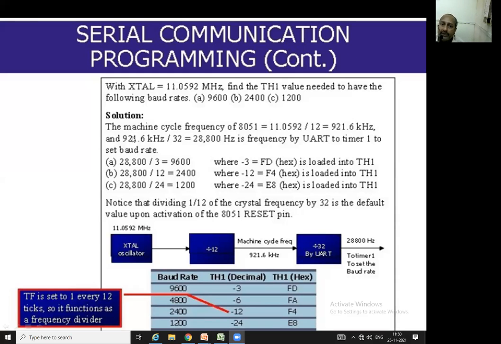So in this, first read this sentence. Notice that dividing 1 by 12 of crystal frequency and again by 32 is the default value upon activation of the 8051 reset pin. That means when the 8051 starts, at that time this default calculation happens and you get a fixed frequency. So what is the default value? The crystal of the 8051 is fixed at 11.0592 MHz. Write it down, very very important.